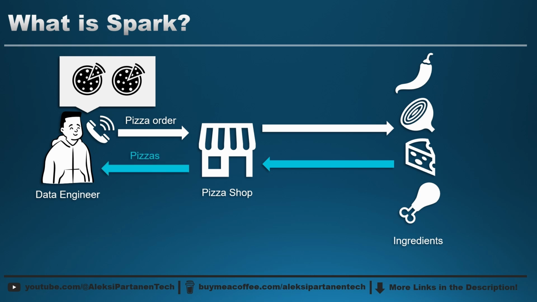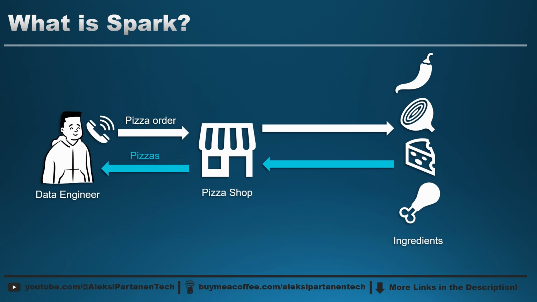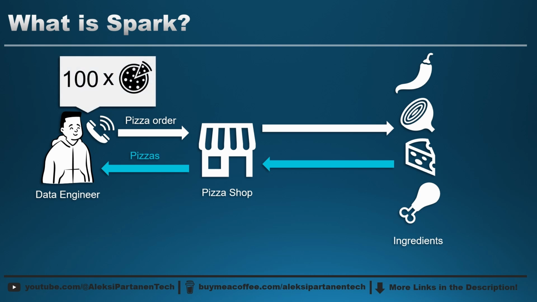But what if this data engineer is throwing a party with fellow data engineers after they have gotten all their data pipelines to production that they have been building for many months? Now there will be need to have 100 pizzas instead of just 2. Again, the data engineer calls the pizza shop and orders 100 pizzas to be delivered. However, this time the pizza shop says that they can't make and deliver that many pizzas, so the order gets rejected.